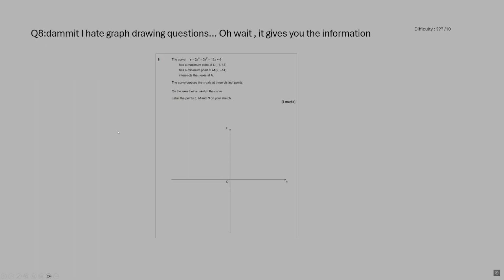Alright, this next one is incredibly easy. I don't know why they even put it here. You just draw the cubic and it tells you all the points. So it's really easy. I don't know why they even put it here. But yeah, let's just move on.